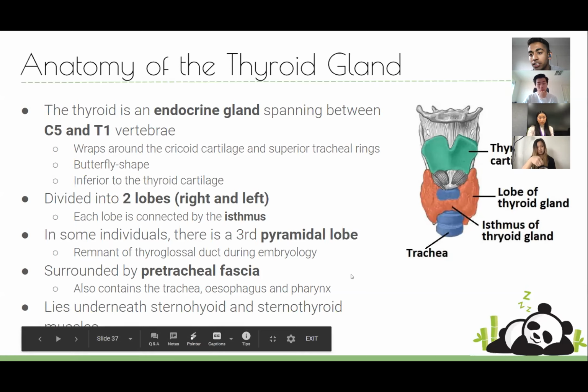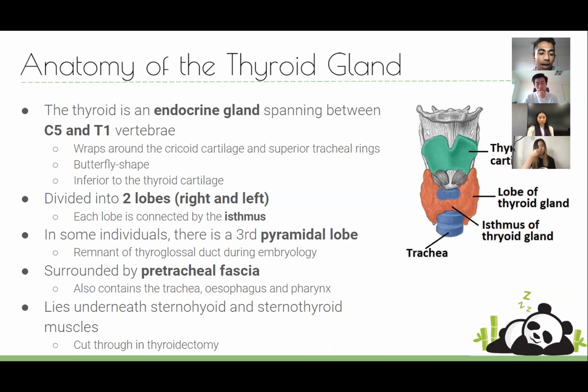Above the thyroid, we have our neck muscles. The most important ones that sit directly above the thyroid are the sternohyoid and sternothyroid muscles. And that's relevant when we're looking at surgical options when we're treating thyroid disorders. Say if we need to do a thyroidectomy, if we need to remove the thyroid, we need to cut directly through these muscles. And that can also be a common question that they'll ask you: what muscles need to be cut through in the neck when performing a thyroidectomy? And you'll have to know sternohyoid, sternothyroid.